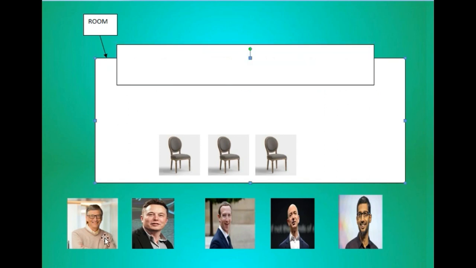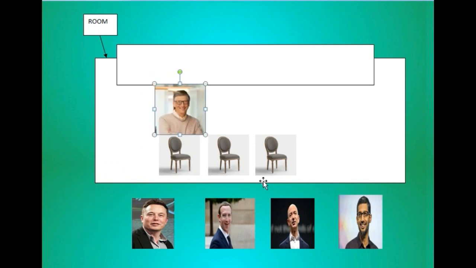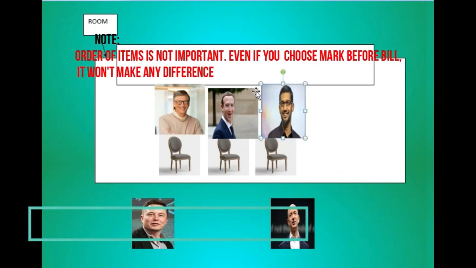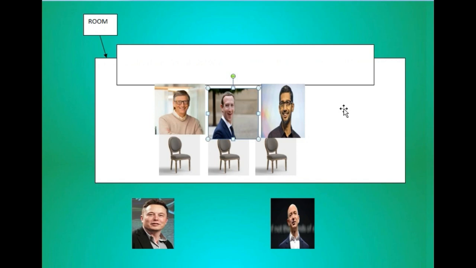Now I am selecting actually 3 out of these 5 guests. Suppose I am selecting Mr. Bill, Mr. Mark and Mr. Sundar as my 3 guest list using 5C3 combination. So the combination task is completed because I have selected 3 out of 5 guests. Now what is remaining is the permutation part, because these are 3 chairs and the guests can be arranged accordingly.